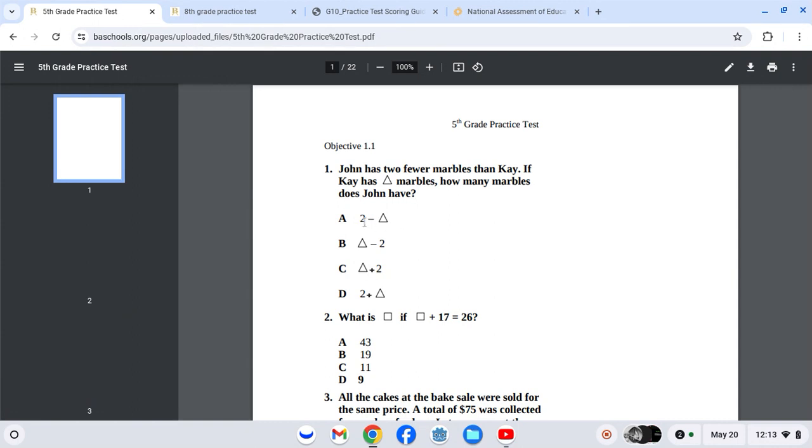Did I register that two students minus triangle is what I'm looking at here? John has two fewer marbles than Kelly, or Kai. If Kai has triangle marbles, how many marbles does John have? Well, John has two fewer than him, and the delta marbles. So delta minus 2 is what I'm looking for. I'd assume that was B.